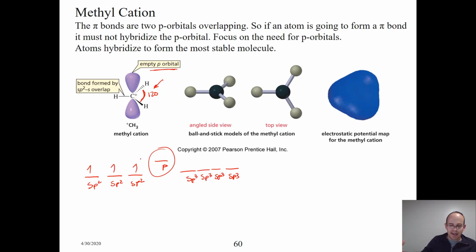So methyl cation with an empty p orbital is going to adopt sp2 hybridization. It's going to be trigonal planar, which I have shown here. And here's my electrostatic potential map, which shows that there's just a deficiency of electrons.